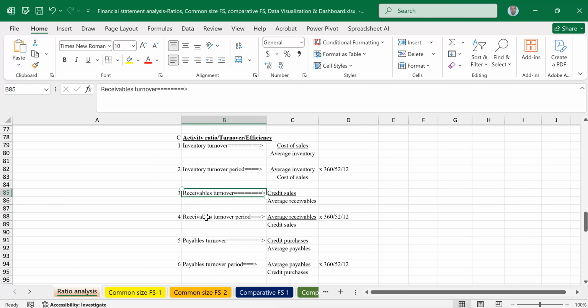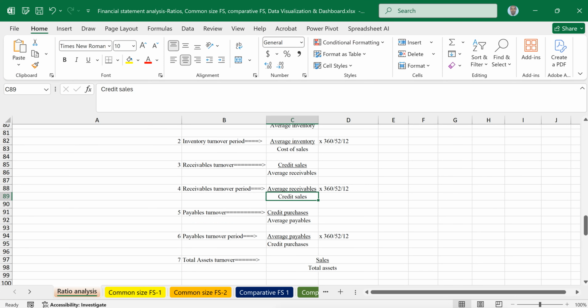Now the receivables turnover period, the duration it takes for you to receive money from your credit customers. You simply take the average receivables over credit sales, and then you multiply that with 360 if you want days, 52 if you want weeks, and 12 if you want months.